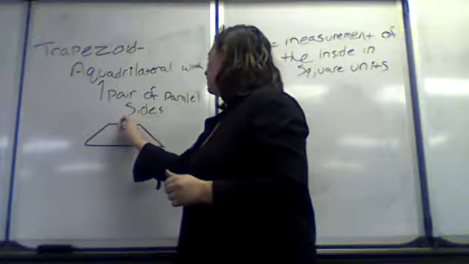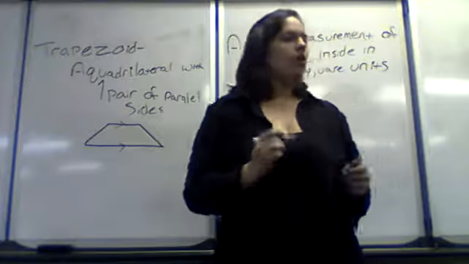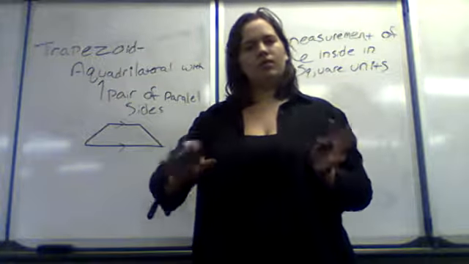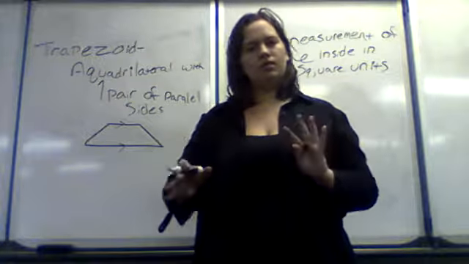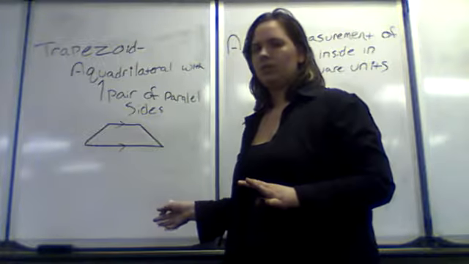For example, here and here. Now, a parallelogram is very different from a trapezoid because a parallelogram will have two sets, whereas this only has the one. And that's the big difference here.